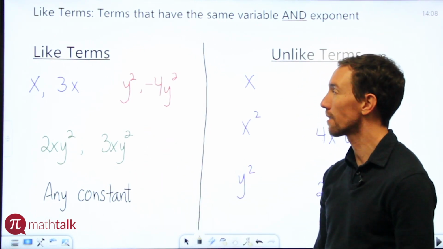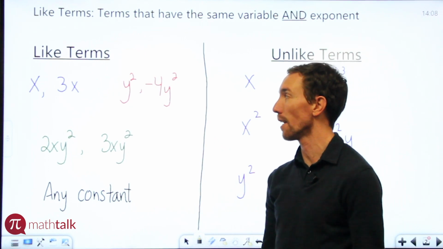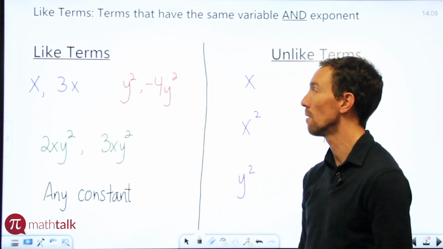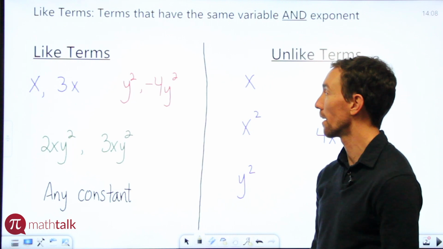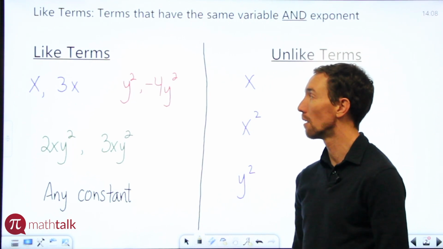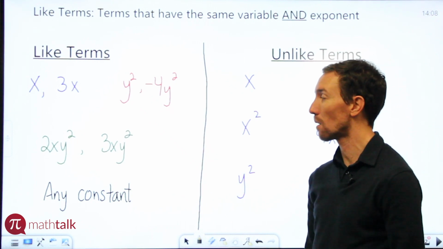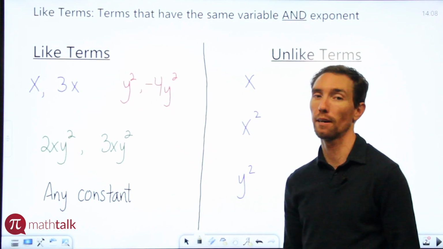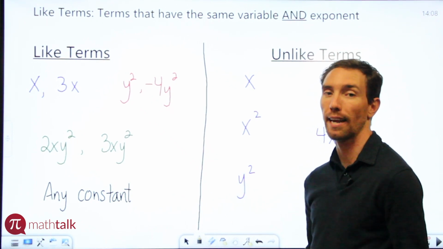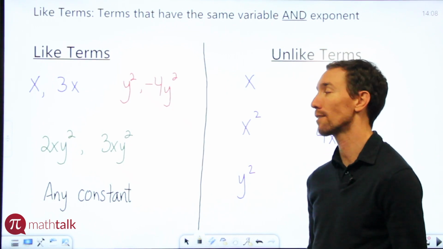I kind of color coordinated them so that it's easier to tell that they're the same. In the blue, you have x and 3x. The variable is x, and the exponent for each of those is 1. In the red, you have y squared and negative 4y squared. So they're both y squared. And in the green, 2xy squared and 3xy squared. So they both have x's and y squareds in them, so they're like terms.